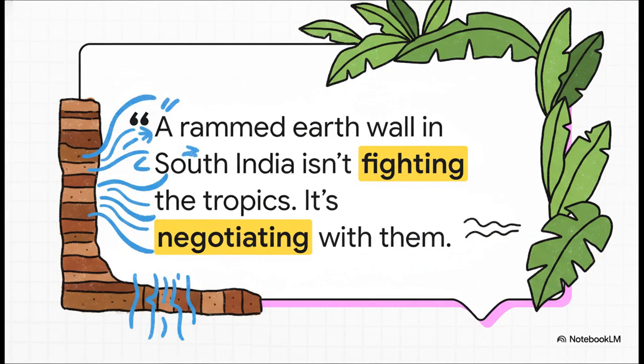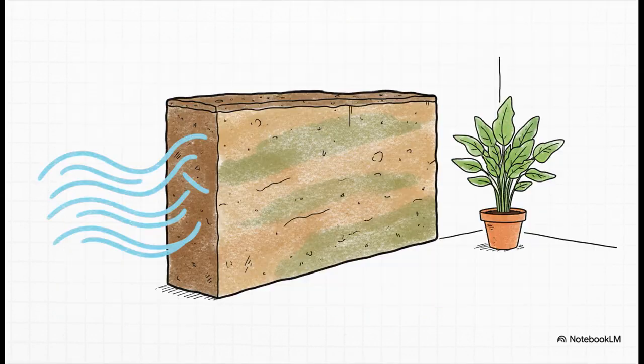So, in the end, a rammed earth wall in a climate like South India's isn't trying to fight the tropics, it's negotiating with them. It's absorbing that excess moisture and then releasing it when the conditions allow for it. The wall breathes. The idea is to let it.